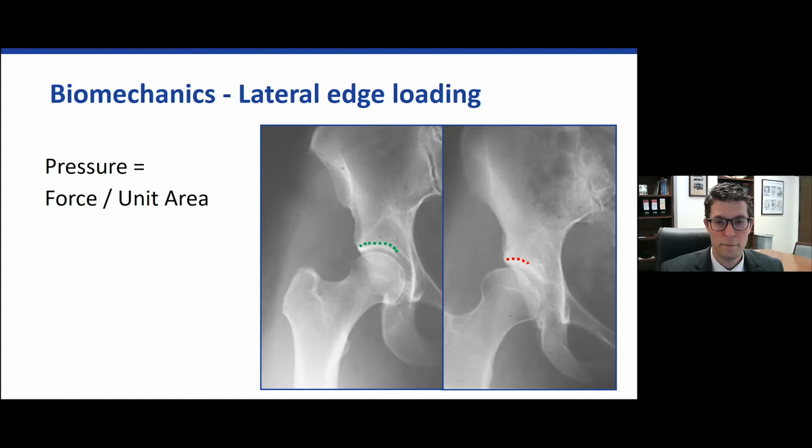Therefore, the forces of weight bearing that are distributed through the hip can be distributed across a broader surface area, which decreases the pressure on each unit of cartilage. In contrast, on the right side of the image, you can see a shallow socket. And in the shallow socket, there's a narrower surface area to distribute all those forces. And so that increases the pressure on that cartilage, which we believe leads to earlier hip degeneration.